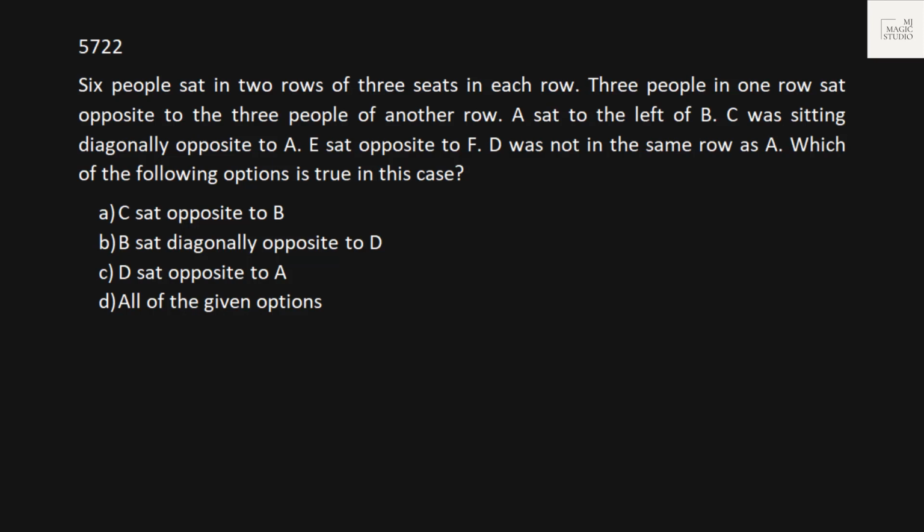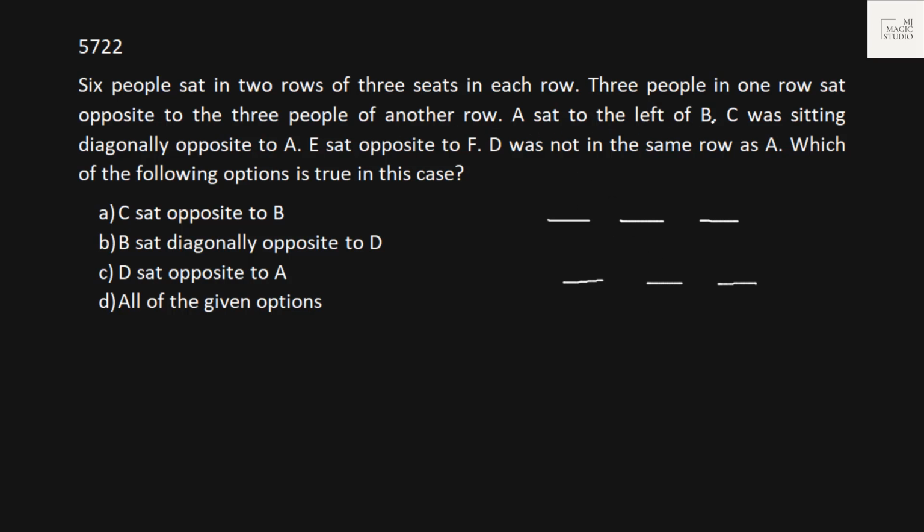The popularly asked questions, not even in Accenture, in any company's reasoning part, are sitting arrangements and puzzles, be it in a line or in a circle, or at octagonal, hexagonal, rectangular or square tables. Six people sat in 2 rows of 3 seats in each row. 3 people in 1 row sat opposite to 3 people of another row.